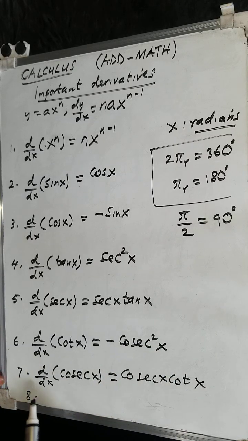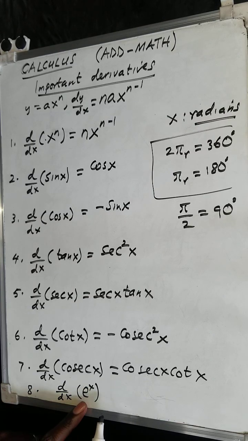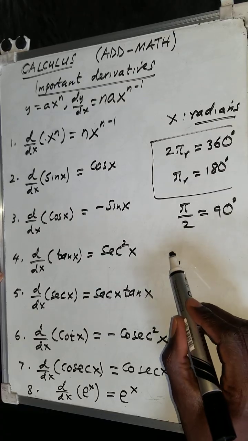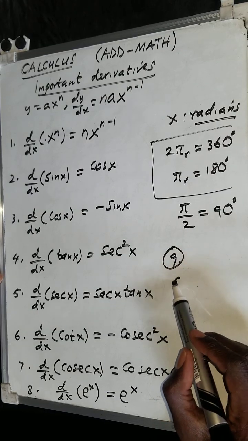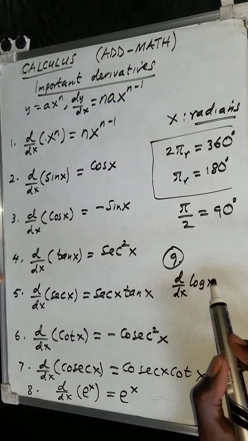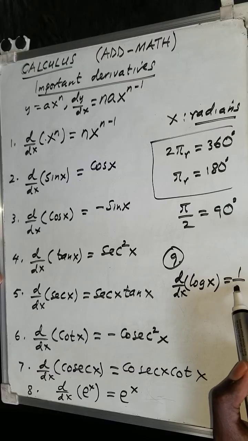Let me not leave it. Of course, as you look at natural logarithms, you are going to be using that. If you are finding the derivative of an exponential function e to the power x, it will always give you back the same. It's a special type of function which will give you e raised to the power x. Let me conclude with the ninth one. If you're finding the derivative of log x, meaning it has a base of 10, when you find the derivative, it will give you 1 over x.